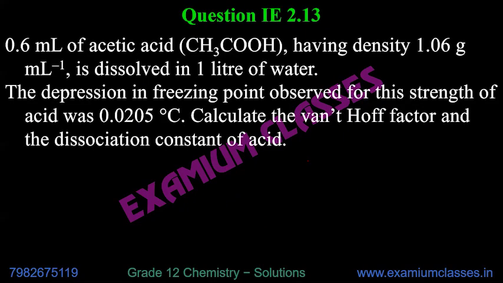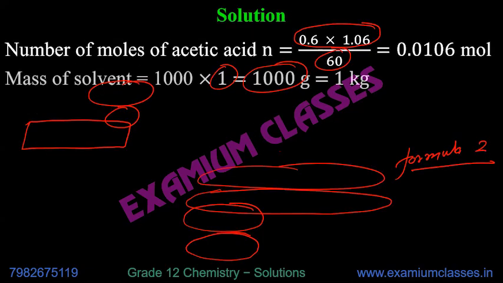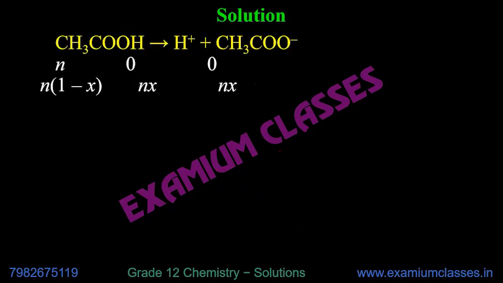Next is calculate the dissociation constant of acid. Remember, dissociation constant is asked. It is not degree of dissociation or percentage dissociation, and here students make mistakes. Dissociation constant is asked, not dissociation or percentage dissociation. So for that, you will write how acetic acid ionizes. In the previous question, it was association. So we used that equation.